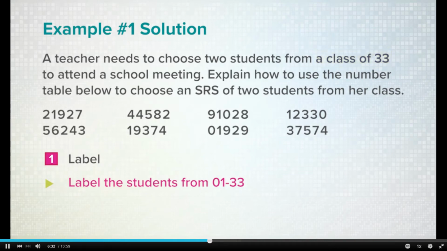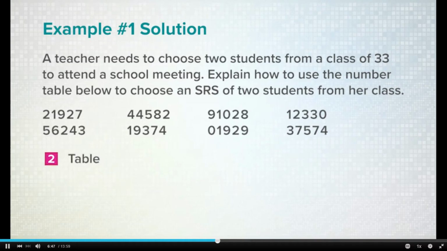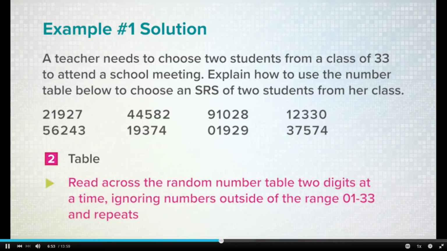Could you have used 00 to 32? Sure. As long as everyone has a unique number, you can label them whichever way you want. For this example, we'll stick with the label 01 to 33. The second step is table. For example 1, we'll use a table given to us. We're going to read across the random number table 2 digits at a time, ignoring numbers outside of the range 01 to 33 and repeats.